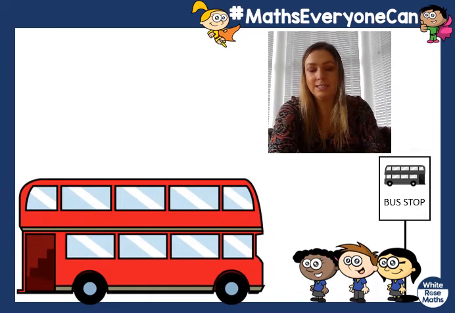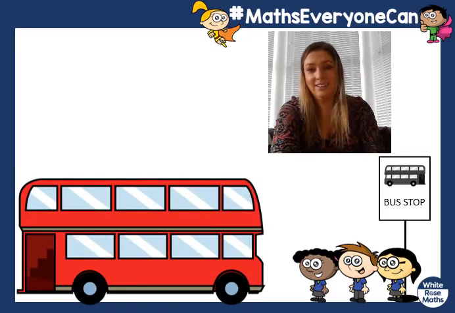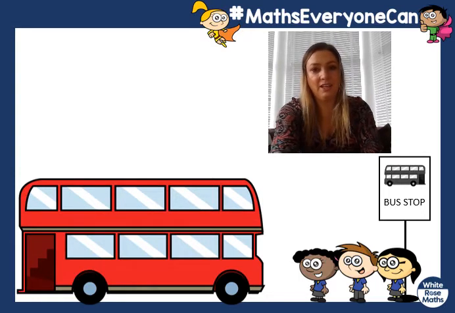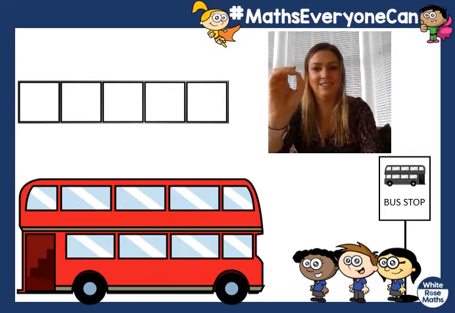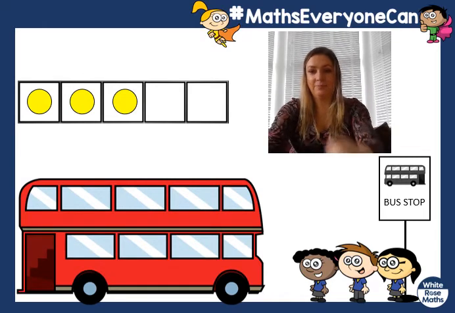What have we got this time? How many children are on the bus? That's right, 0. And how many at the bus stop? That's right, 3. And how many altogether? Shall we use our 5 frame to help us? How many red counters are we putting in? 0. And how many yellow counters? 1, 2, 3. How many do we have all together?